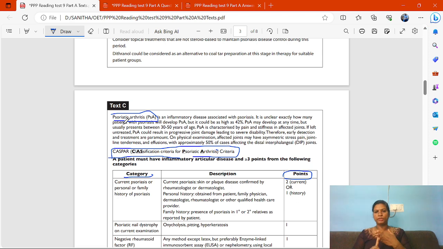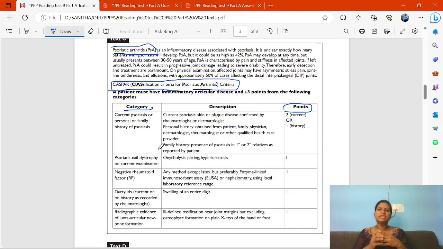Some criteria are also given. Okay, just these are the points. Don't go deeply. Just understand what it is saying. If you do it this way, you can easily find out which passage contains which information, so you can easily find the question's answer.